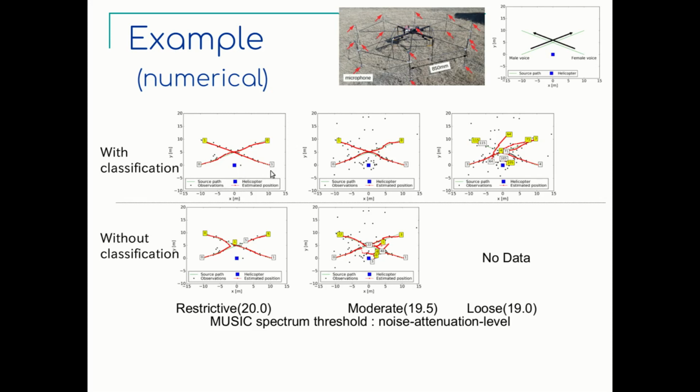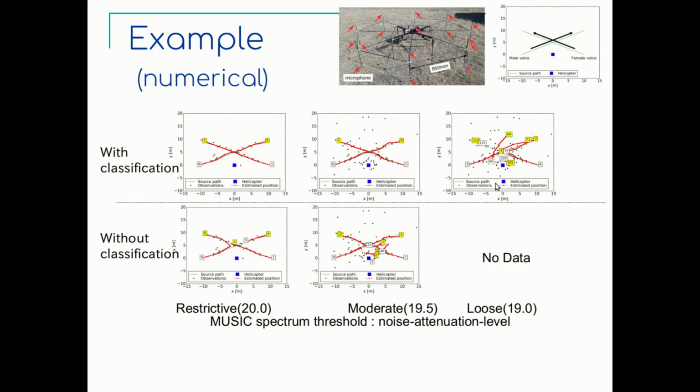From left figures to the right figure, we control the threshold level from 20 to 19, and according to the change, the number of the observations increased, as you can see the black dots. With appropriate thresholding, that in the left and also the center figures, the proposed method succeeded to track two sources. Of course, if there are too many false positives, like in this case, even our proposed approach could not work well because the proposed method is not perfect.